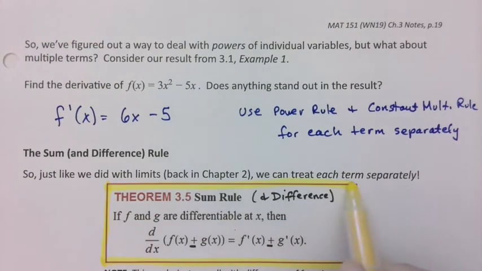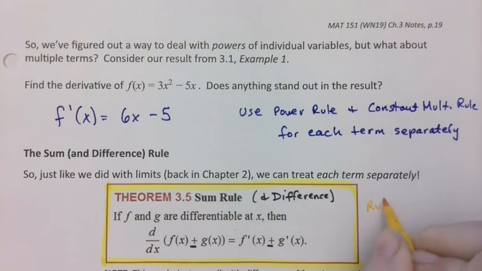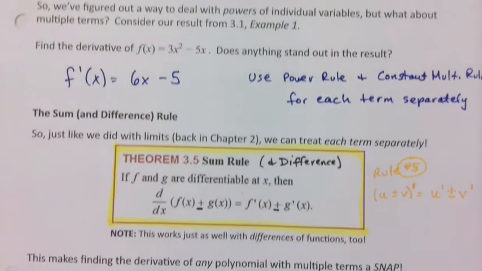So right here, this is rule number 5. So if I want to take the derivative of u plus or minus v, right, the derivative, that would be u prime plus or minus v prime. Same rule.